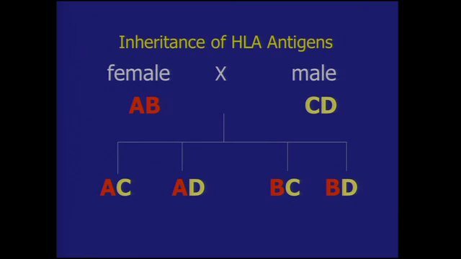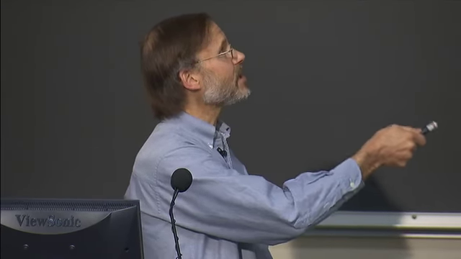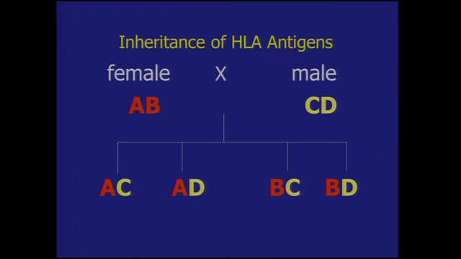And this is the way the transmission works with a simple Mendelian genetic situation. So the female, the mother, has 2 haplotypes. The father has 2 haplotypes. And all 4 possible combinations can occur. So the chances of any 2 siblings being identical for these particular haplotypes is 1 in 4.